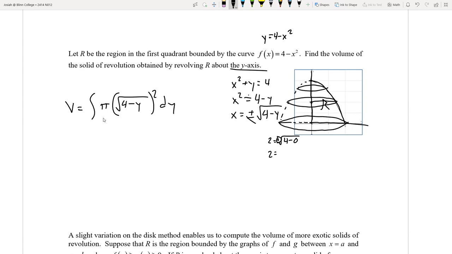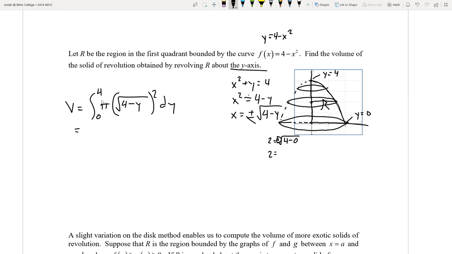This is going to be in terms of y. So we have to figure out what are the y values where the region starts and stops. So looking from the bottom up, at the bottom we start at y equals 0. At the top we hit y equals 4. And so that's going to be our limits of integration.